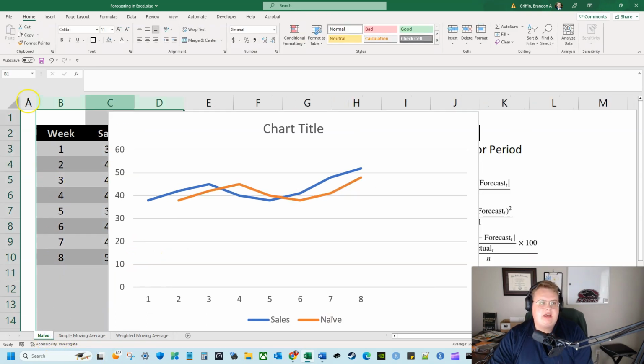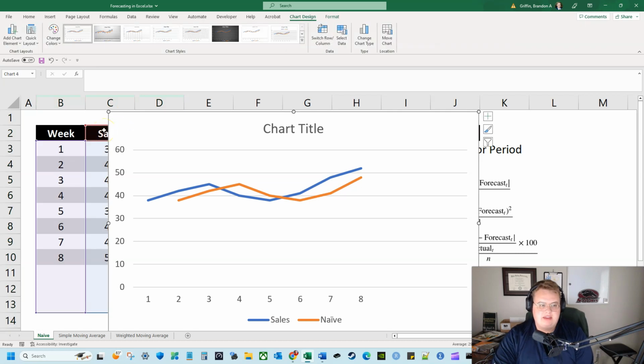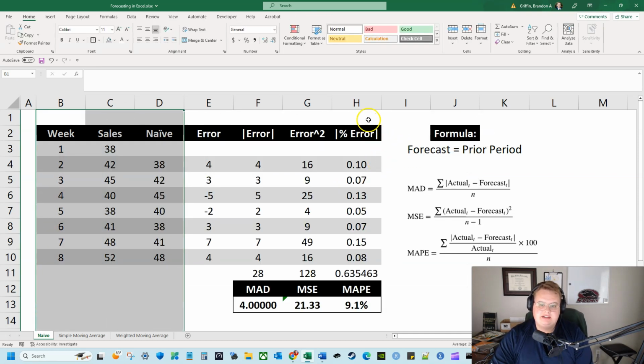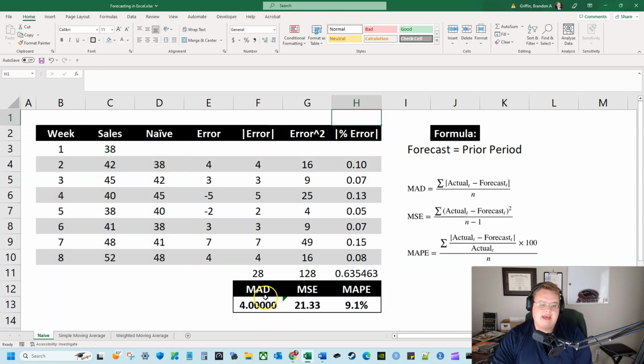So these are some of the most basic forecasting methods: naive, simple moving average, weighted average. And these are some good summary statistics to tell how good your forecasting was.